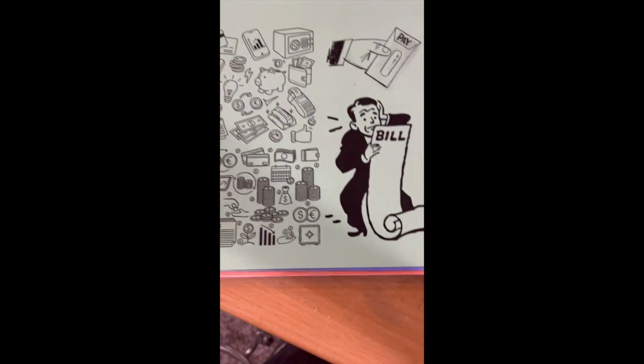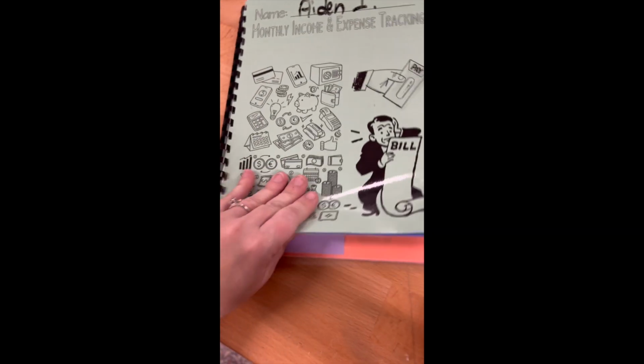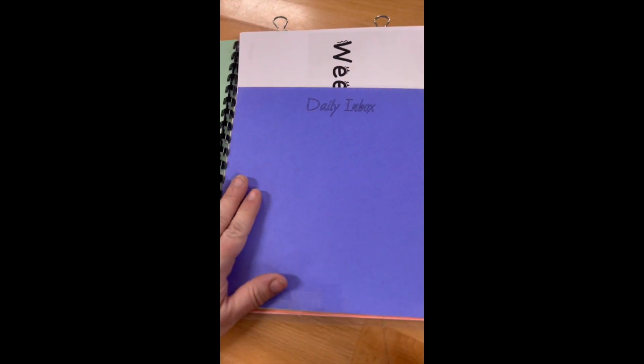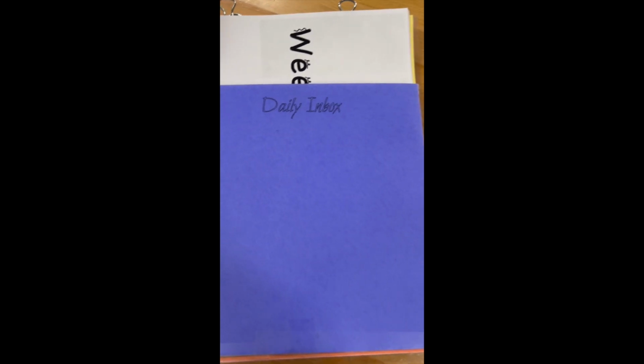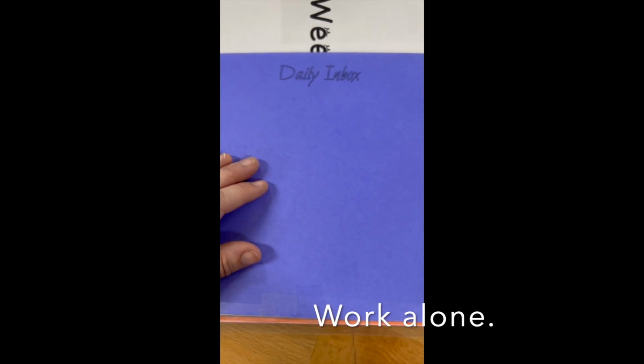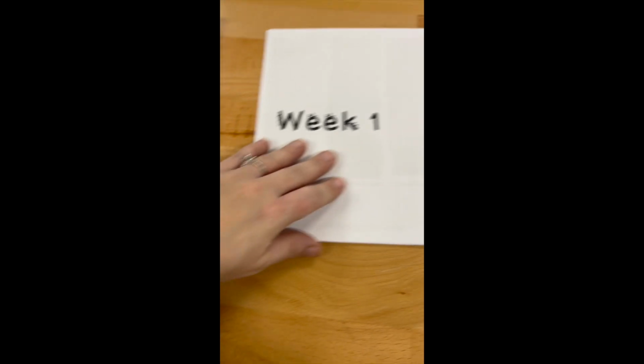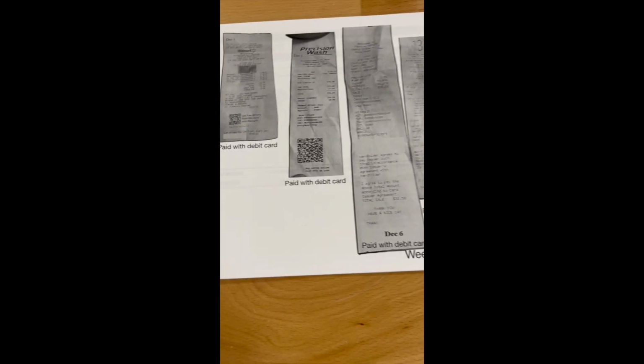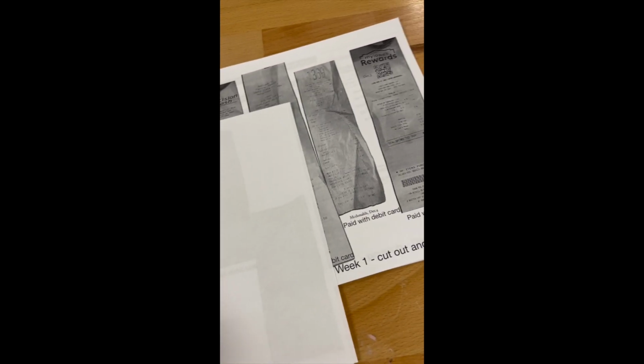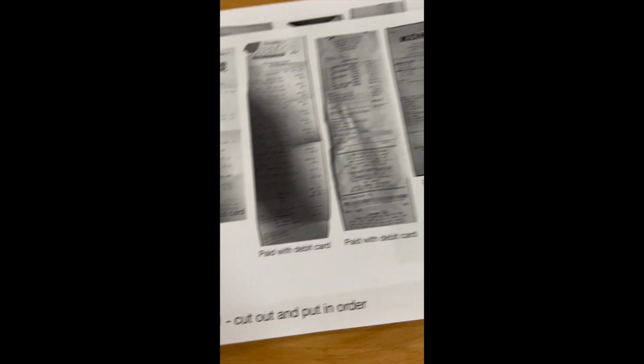Okay, here is the project you're going to be doing. When you get your books, you will have the first day's worth of things to do. Now, I have this set up so that you are working on 1 week per day. So you'll go in here to your daily inbox and you should see the first week's worth of receipts and such. So if you look here, there are several receipts for that first week of December.